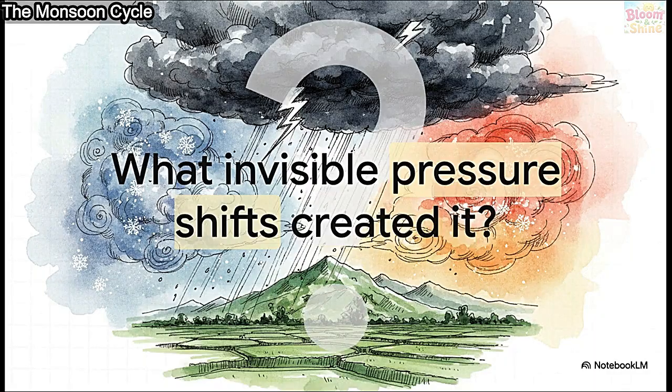It really changes how you look at the weather, doesn't it? It's not just some random event. It's a highly predictable, beautifully logical engine driven purely by temperature and pressure. So the next time you look up and see a massive dark downpour on the horizon, I want you to ask yourself, what invisible shifts in temperature and pressure just happened to create it?